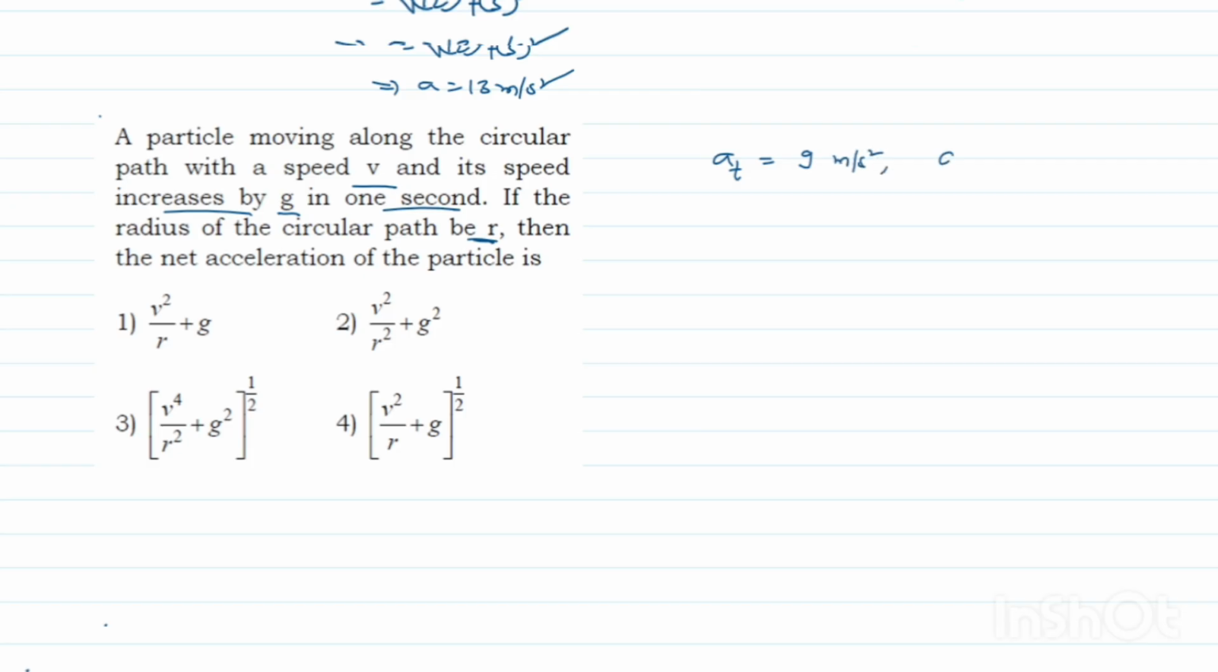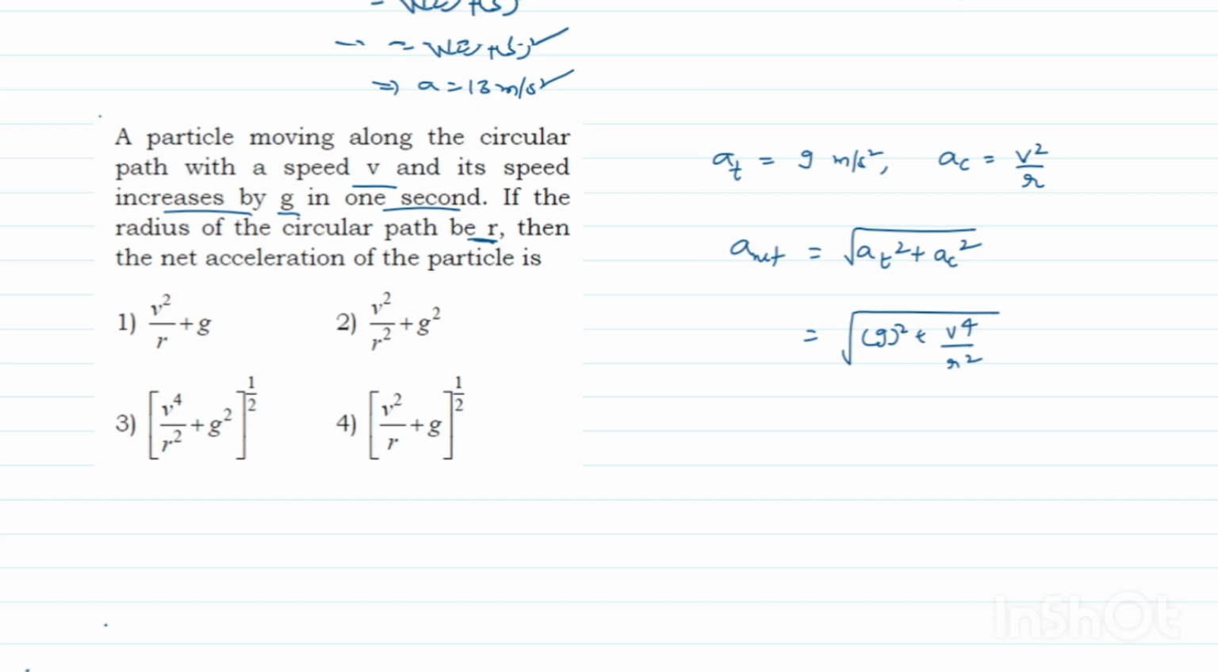Now here you can talk about centripetal acceleration. Since it's moving in a circular path, the formula will be v square by r. Then the net acceleration, a net, will be equal to the square root of tangential acceleration squared plus centripetal acceleration squared. Here a_t is nothing but g, so g whole square plus v square by r whole square, and v square by r whole square means v power 4 by r square.